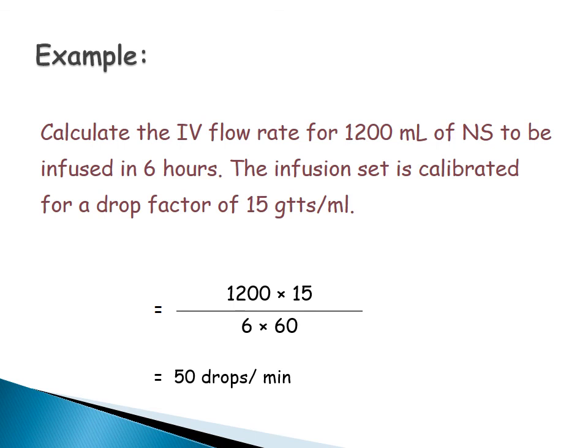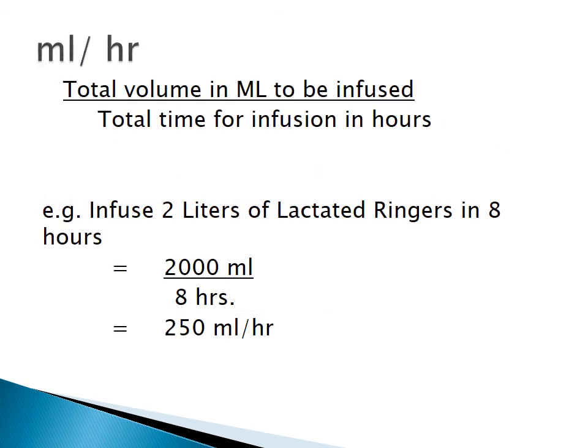Try to solve the example. The doctor's order is to infuse 1,200 ml of normal saline in 6 hours, set indicates 15 drops per minute. The formula for calculating the flow rate in ml per hour is total volume in ml to be infused divided by the total time for infusion in hours. Try the example. Calculate the flow rate in ml per hour if the doctor ordered to infuse 2 liters of lactated ringers in 8 hours.